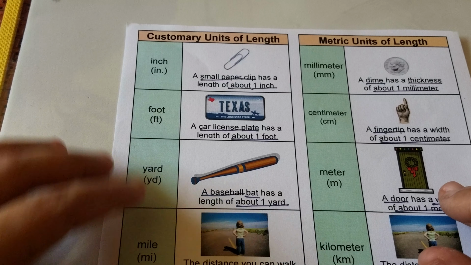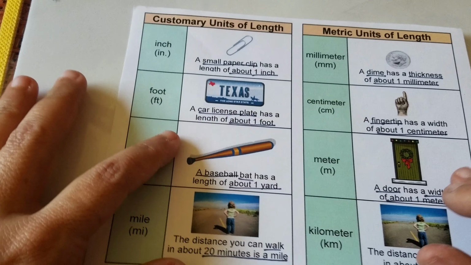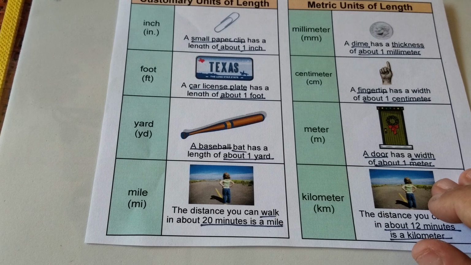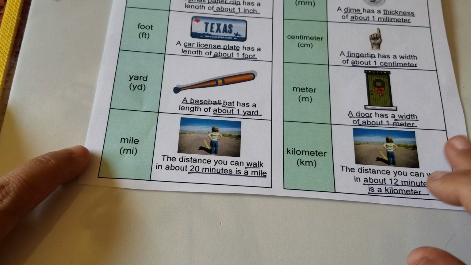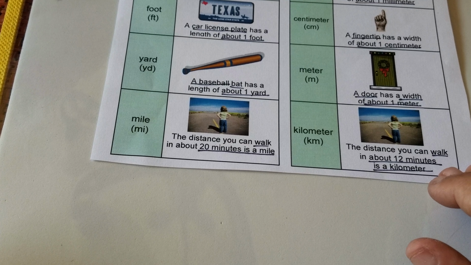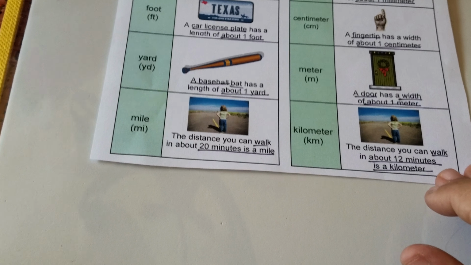So it's like around the paper clip. It's about an inch. If you want to know what a foot looks like, look at your license plate. That is about a foot. And a yard is about a baseball bat. And a mile, you need to walk around 20 minutes to reach a mile. So when you walk 20 minutes, you walk a mile.